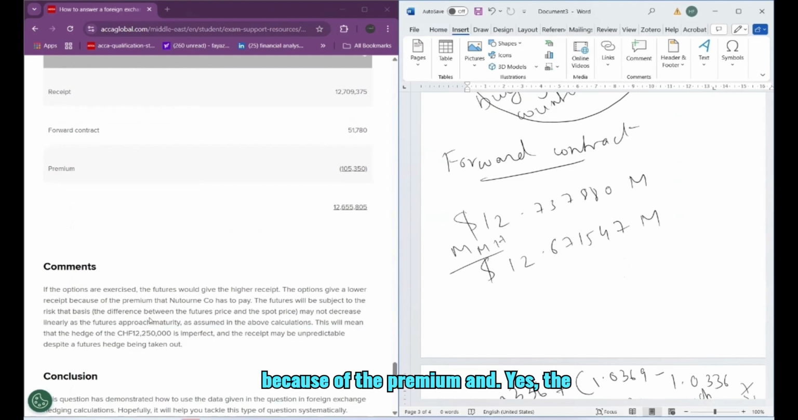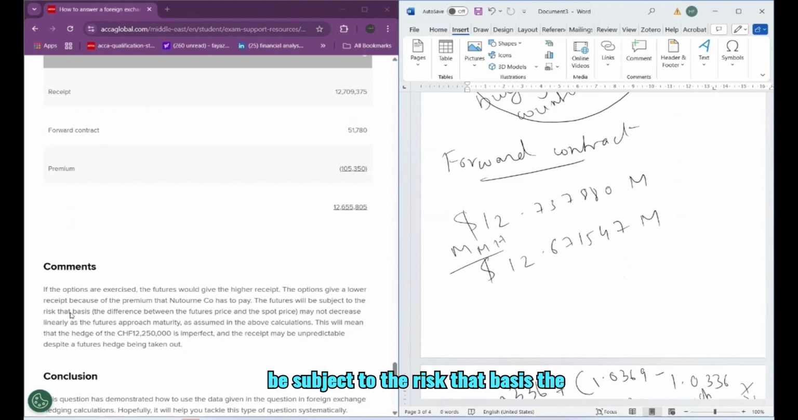The options give a lower receipt because of the premium. So if the premium wouldn't be there, how much would it be? Considering 12709, because some answers even consist of that. What if the premium was not there? Because we want to signify how much loss the premium is creating. So we'll say that it is 12.76 without the premium. So clearly options would have been the most preferable if the premium wouldn't have been there. We can mention that point as well: because of the premium this is happening, otherwise they would have given a higher receipt.